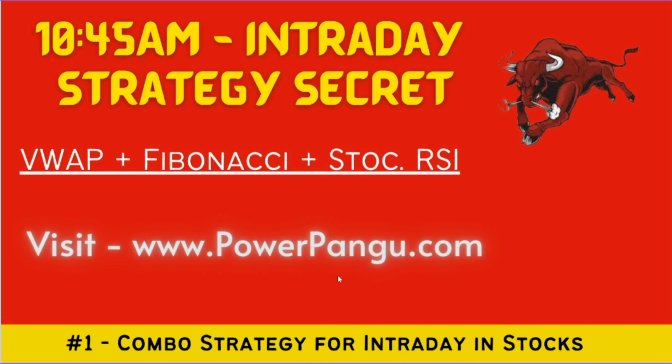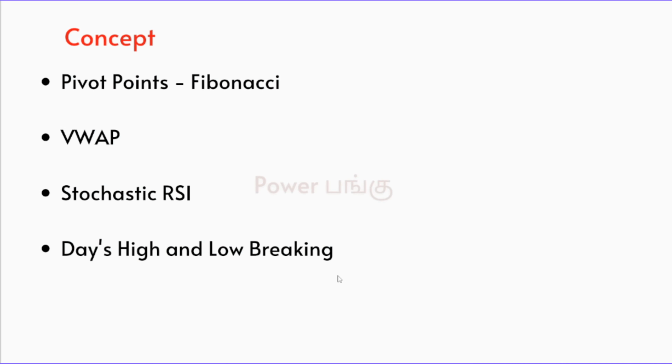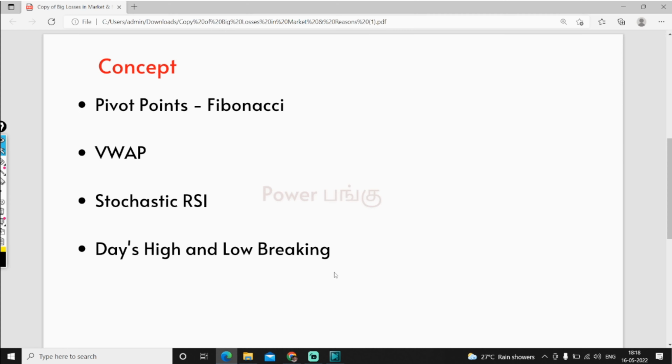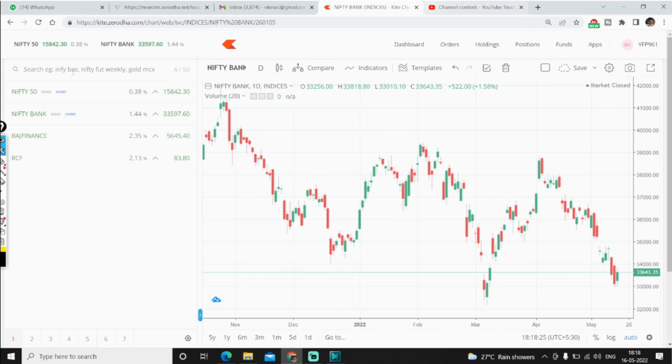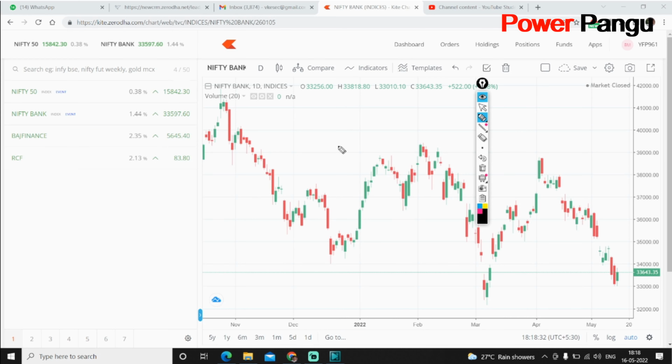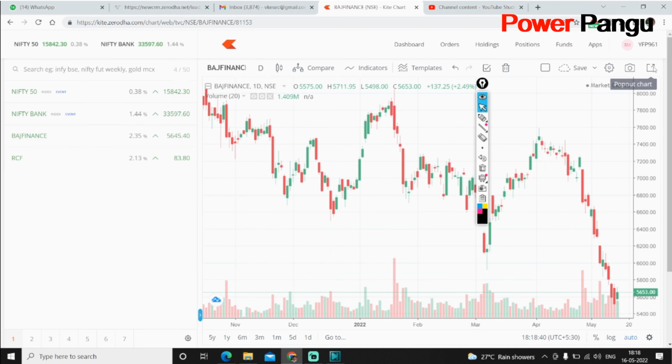Before loading the indicators in the chart, let's quickly see the overview of the strategy. Like I said, it consists of pivot points, VWAP and stochastic RSI. In addition, we will also take entry whenever the day's high or low is broken based on the VWAP line. We will see that in the chart. You can take any stock and backtest it: Bajaj Finance, RCF, TCS, HDFC, SBI, any stock can be applied. For example, I will be taking Bajaj Finance to show you how this works.